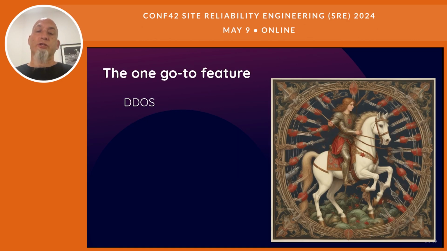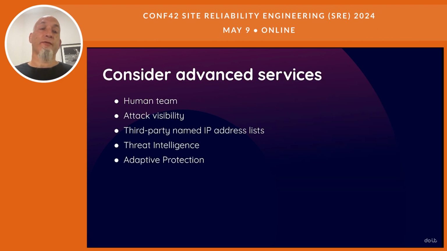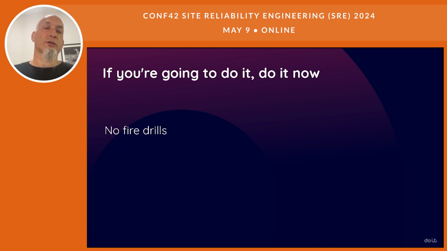The one go-to feature, so here it's pretty straightforward. I do recommend a WAF. There are other services that could come in useful. You can pay to have a human team on standby from Google Cloud, from Amazon, and so on. You can get advanced services where you see the attacks as they increase over time, let's say they come in waves, where they provide third-party IP address lists, for example, for Tor nodes, and where they adapt the protection using machine learning in a more flexible way than in the basic services.